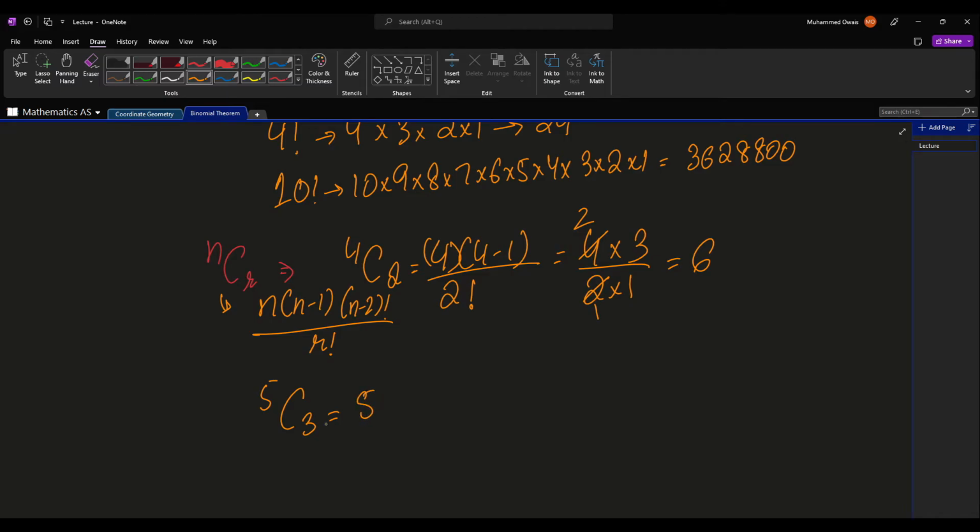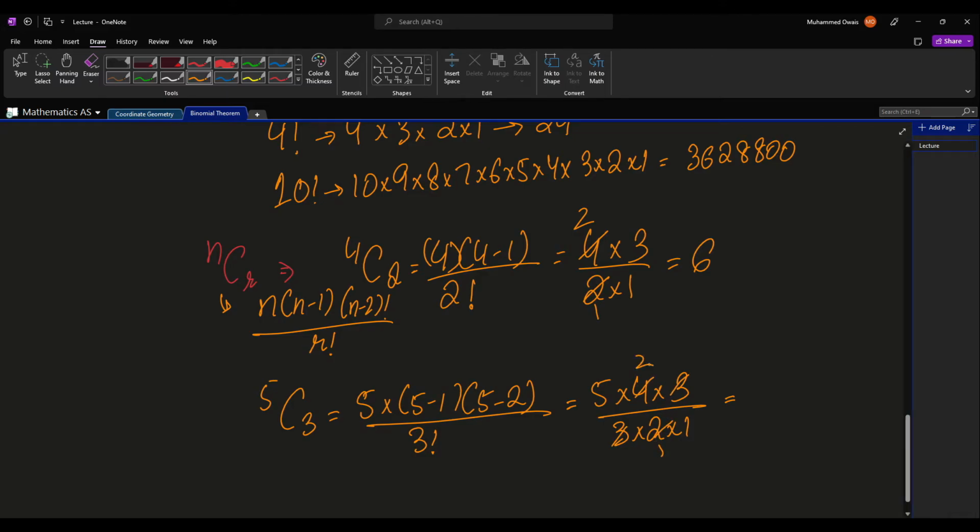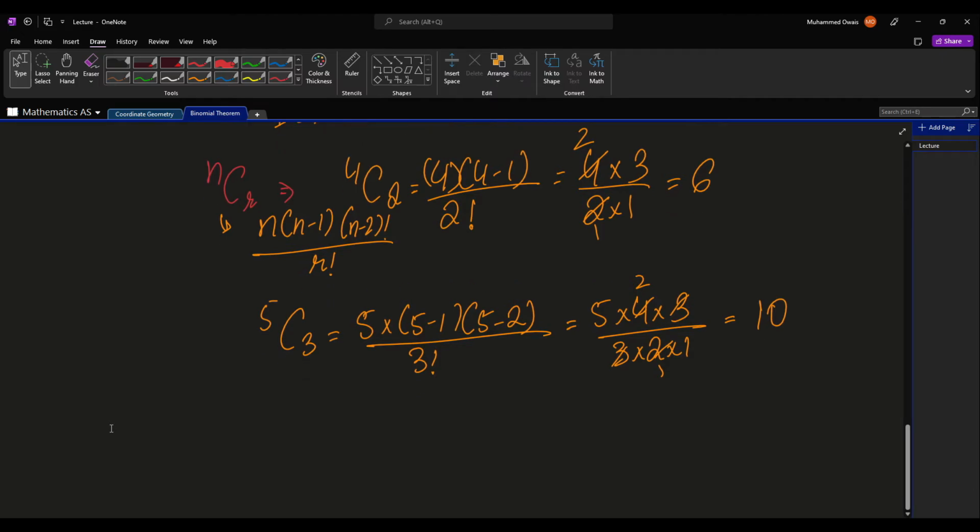So 5 into 5 minus 1 into 5 minus 2, three times: 1, 2, 3, over 3 factorial. Now let us resolve this. The numerator becomes 5 into 4 into 3, and the denominator becomes 3 into 2 into 1. So this becomes 3 ones are 3, 2 twos are 6, and this becomes 10. See, that is how we resolve C in binomial.